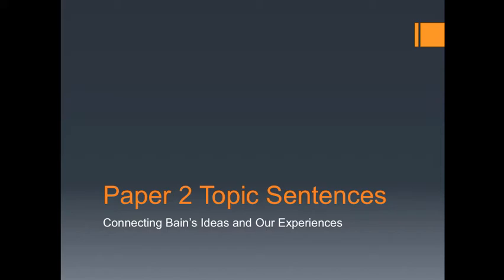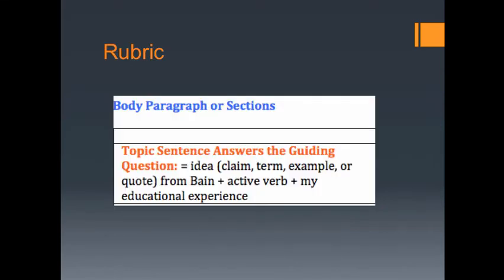But before we do that, at the head of all that, we need a sentence that makes a connection between Bain's ideas and our experiences using the active verb as a link. Here's the language from the rubric. Again, the idea from Bain is a claim, term, example, or quote, the old CTEC formula, an active verb. I'm going to show you a list of cool active verbs later in this presentation, and your educational experience.